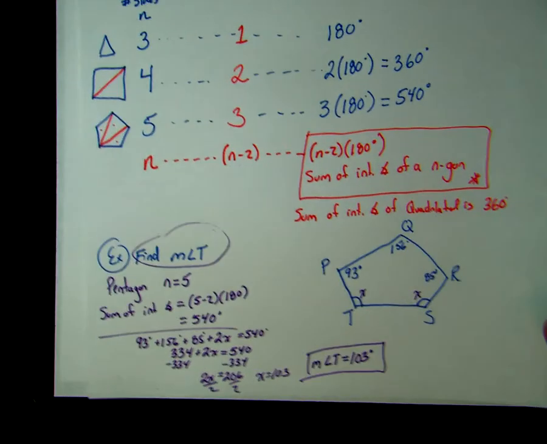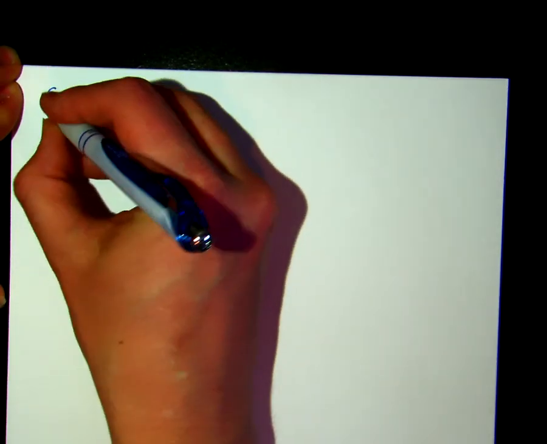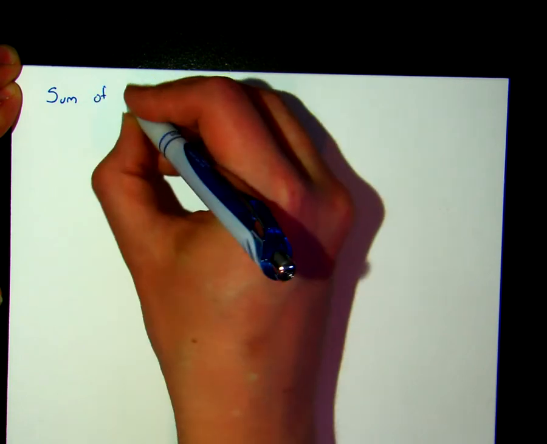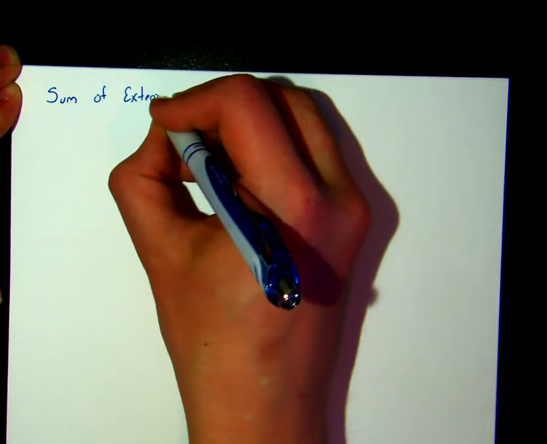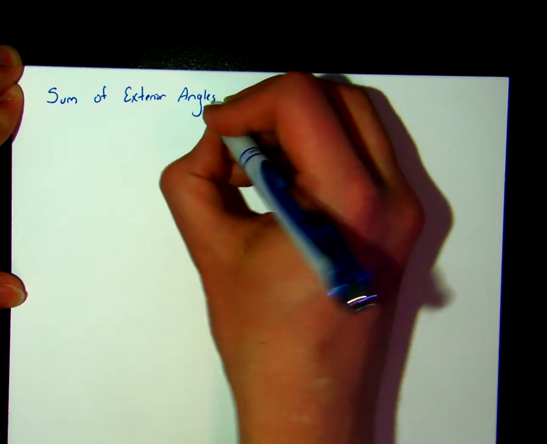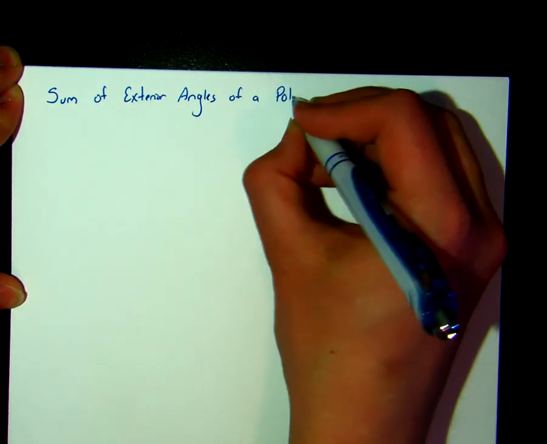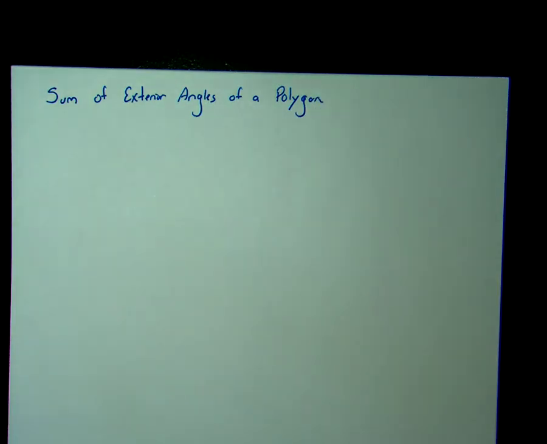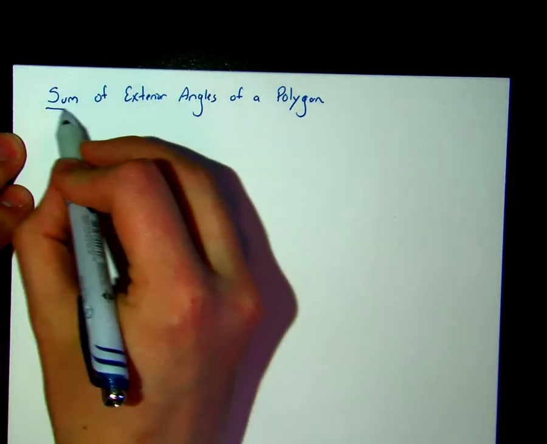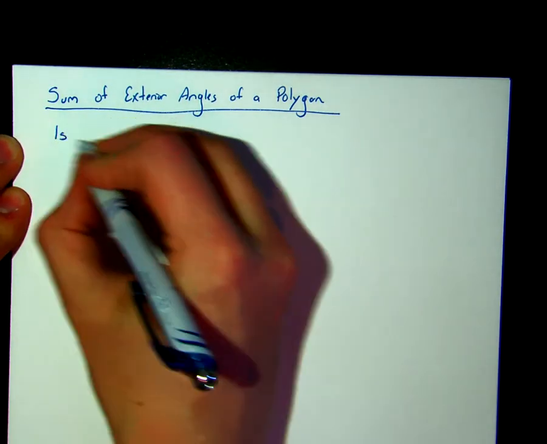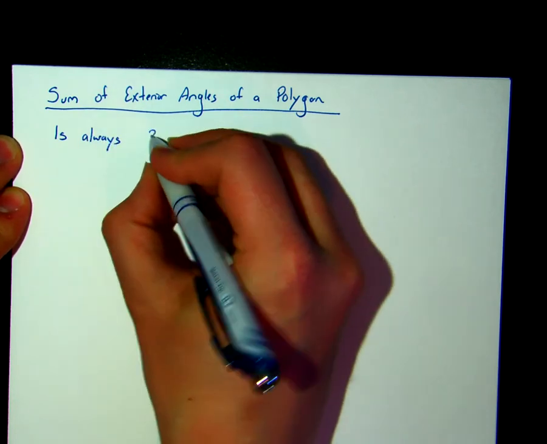We're going to move on. We're going to do one more part here with exterior angles. It's the same thing. This is a little bit of a harder one to prove, but it's a much easier equation. So we're going to look at the sum of the exterior angles of a polygon. The sum of the exterior angles of a polygon is always 360 degrees.